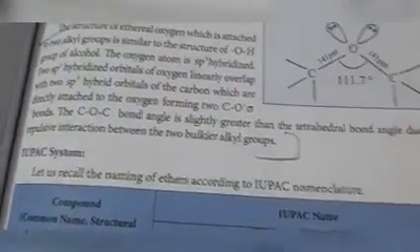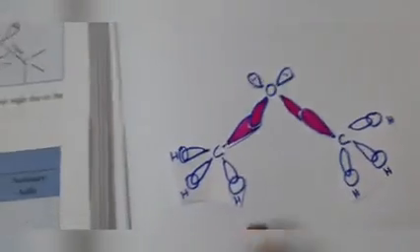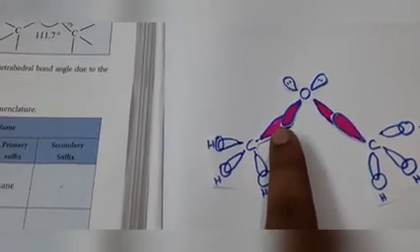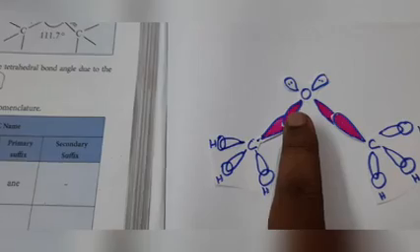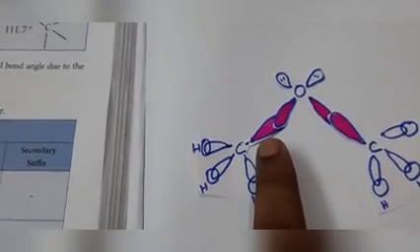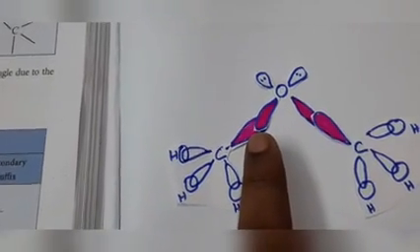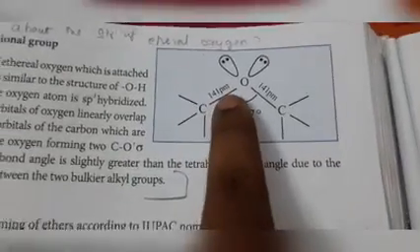The first point is ether structure is similar to alcohol structure. The second point is that by overlapping, a bond is formed. Overlapping means mixing. Two orbitals are overlapping: this is the sp3 hybridized orbital of oxygen, and this is the sp3 hybridized orbital of carbon. These two orbitals are overlapping, that is mixing, so a single bond is formed.